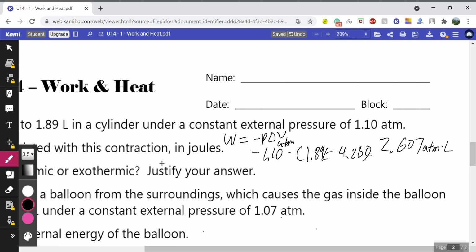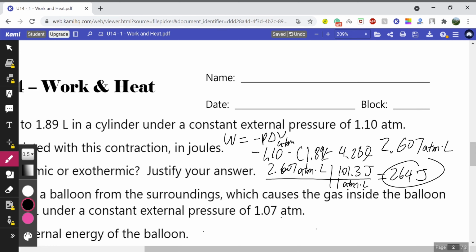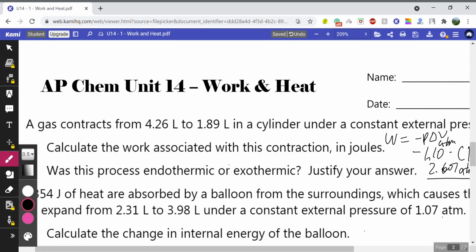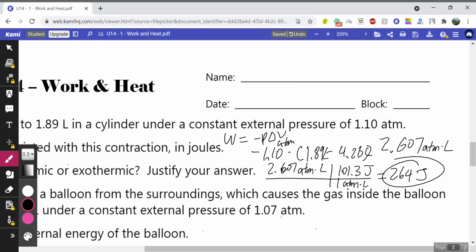So to do that, we need to do another step. We have 2.607 atmospheres times liters. You need to know this: for every 1 atmosphere times liter, there is 101.3 joules. So let's see, 2.607 times 101.3 will give us 264 joules. So our answer is 264. The work associated with this is 264 joules.